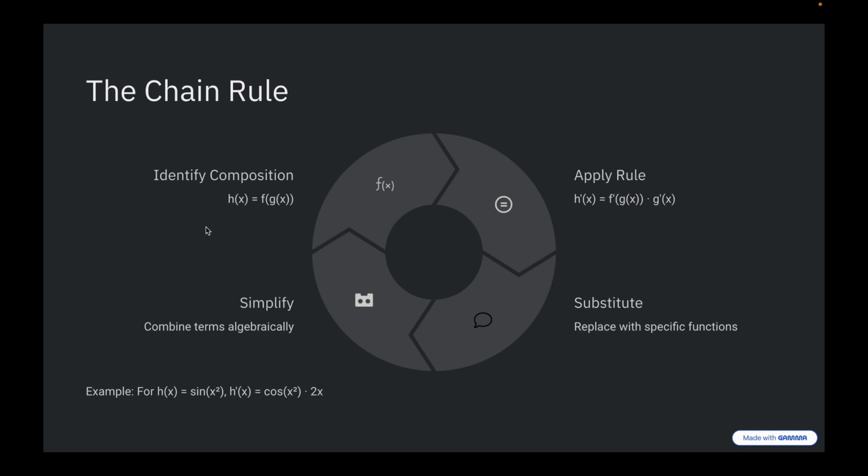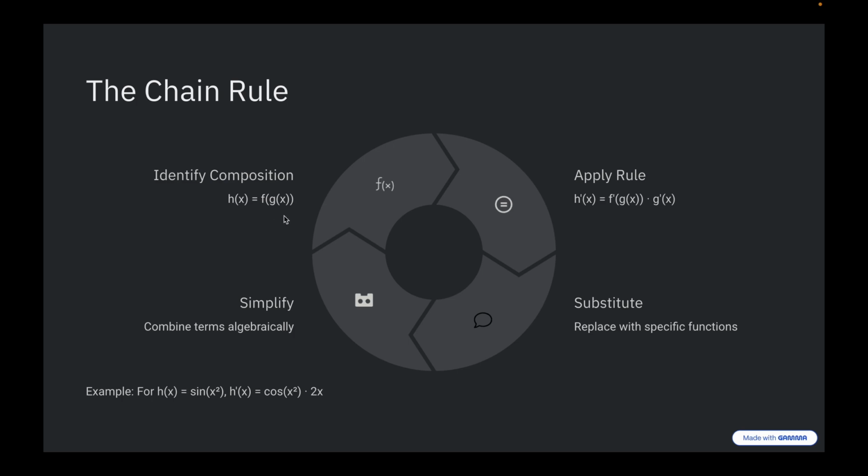Going on to another rule, which is the chain rule. What happens here is there's 4 steps to really solving a problem like this. The first step is to identify the composition: h of x is equal to f of g of x. The second step is to apply the rule. Now this rule becomes h dash of x is equal to f dash of g of x times g dash of x. Now this is saying if we have a function f of g of x.